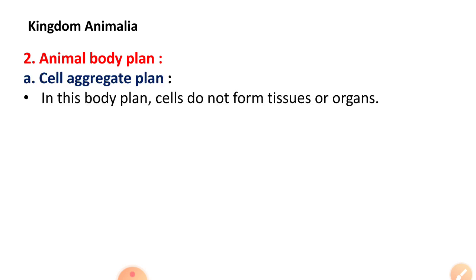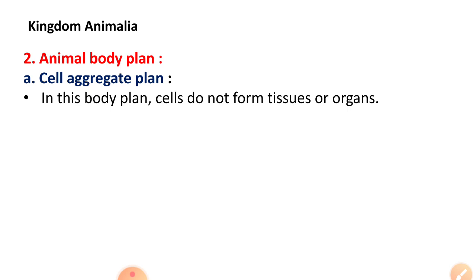Then the second criterion for animal classification is animal body plan. In that, first is the cell aggregate plan. In this body plan, there is an aggregation of cells. This is the simplest type of body organization, which is found in sponge-like animals or poriferan organisms. These organisms show aggregation of cells with the least division of labor, and no tissue formation takes place. Besides that, no organ formation is found in these organisms.